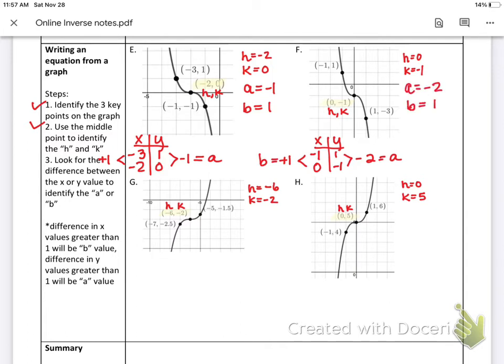Okay, so I want you to go ahead and now pause the video and see if you can do g and h to see if you can get the right a and b values. Okay, so coming back, let's create that graph. We're going to take our top two values.